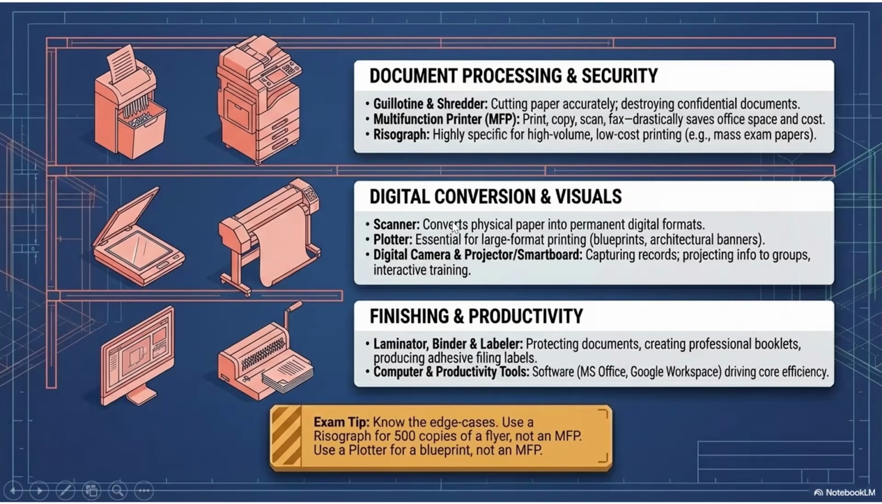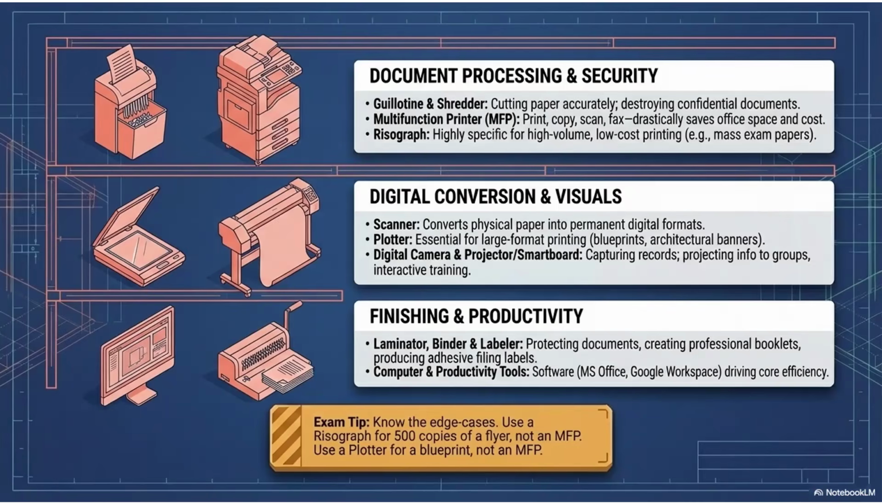We know what a scanner is already. Digital cameras: you can record stuff with the digital camera and store it as soft copy. Projectors: you're able to project information from a device onto a screen. So you can connect the projector to your laptop, for example, pull up a PowerPoint presentation on your laptop, and then project the information onto a screen so a large audience could see it.